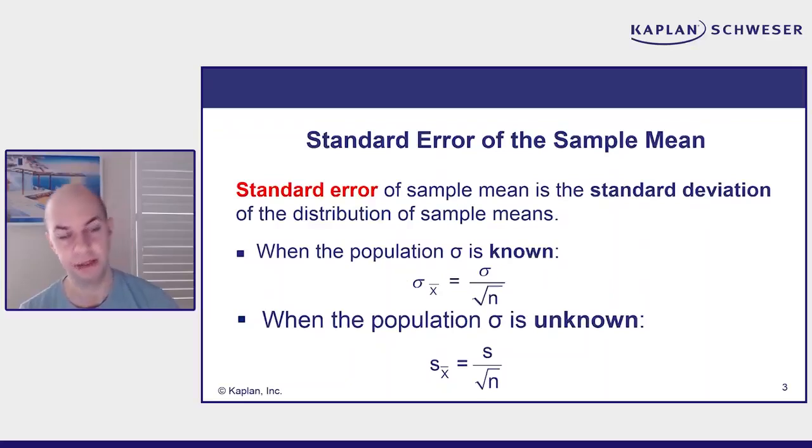And the standard error is nothing more than the standard deviation of the sample mean, which is calculated as the standard deviation of the underlying population divided by the square root of the sample size. So we can see here that as the sample size grows larger and larger, the volatility of the sample mean will get narrower and narrower around the true population mean. Now, this formula can be calculated in one of two ways.